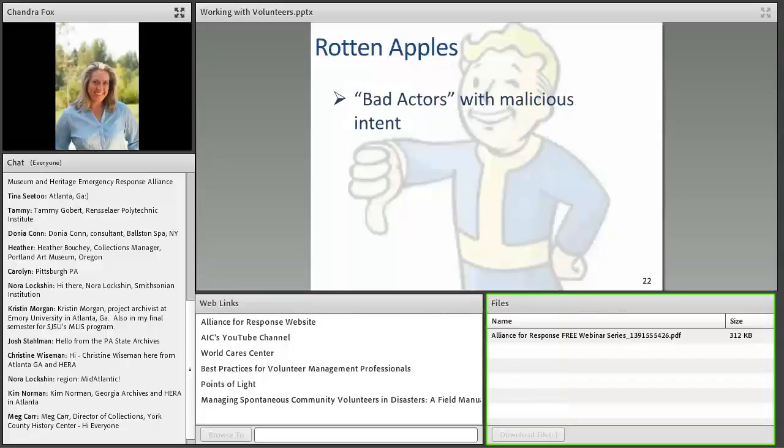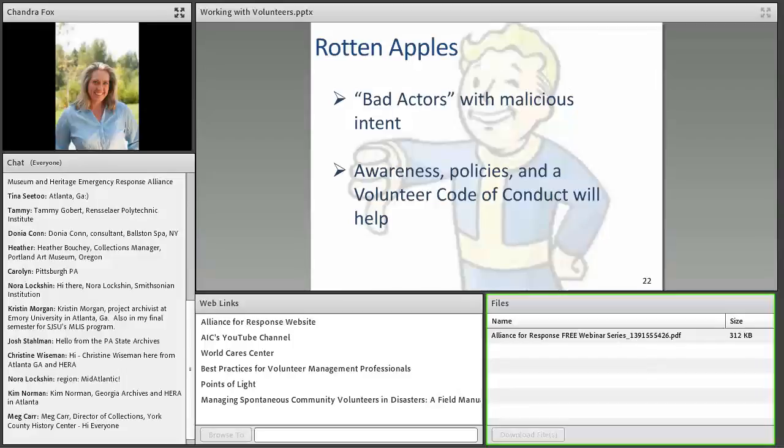So you want to be aware of it. I don't think you will ever not have exposure to bad actors. I think there's always a risk that they will be there. But if you're aware of it, if you have policies regarding it, a volunteer code of conduct also helps. As people are coming into your organization, you explain to them what your expectations are, and as a volunteer, you will behave this way.